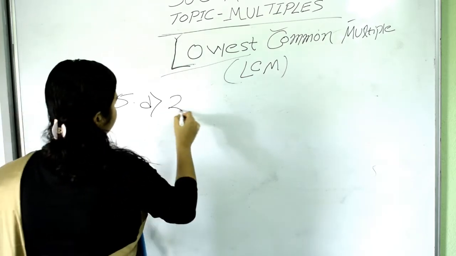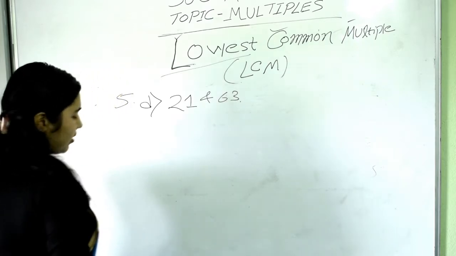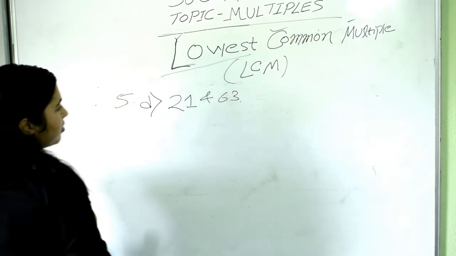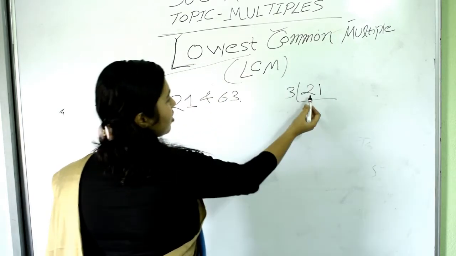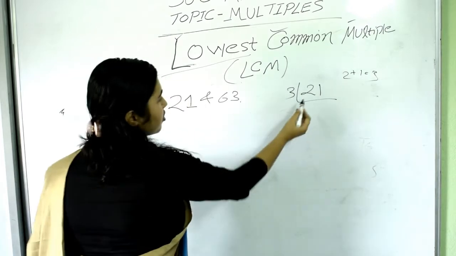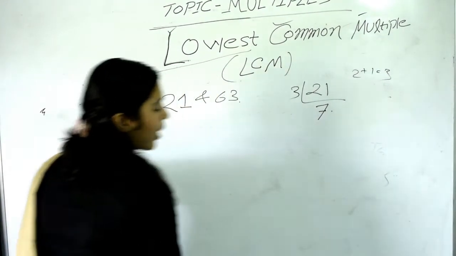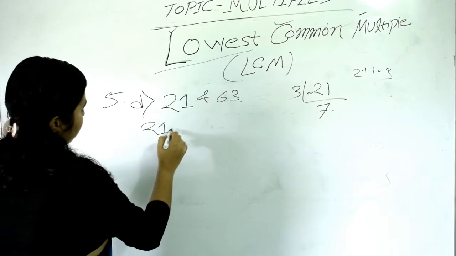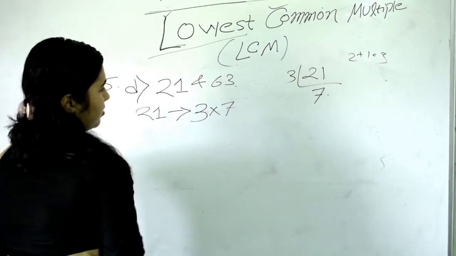Question 3. We have to find the LCM of 28 and 63 by prime factorization. So first take the prime factorization. 21, 2 plus 1, 3. That means 21 is divisible by 3. 7 is a prime number. So prime factorization of 21 is 3 into 7.